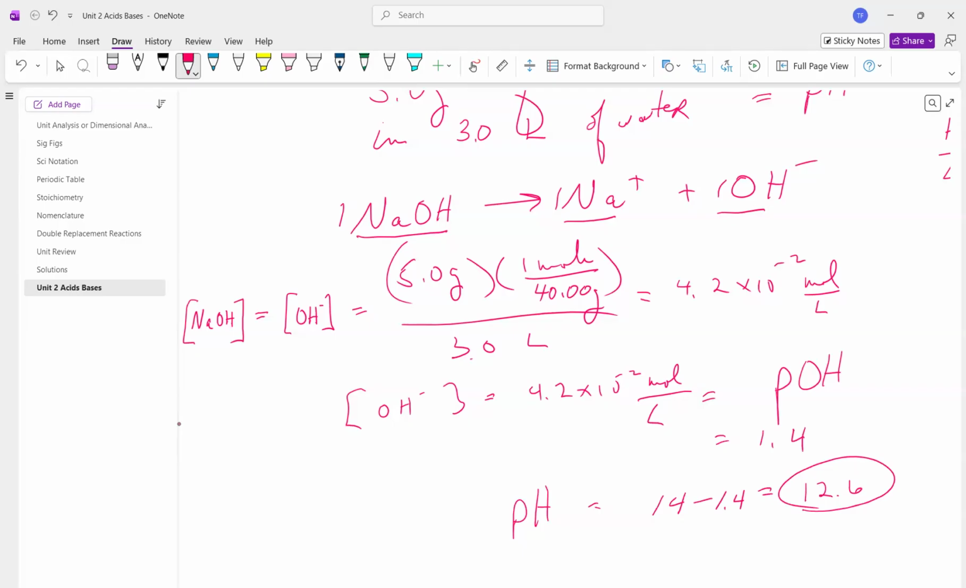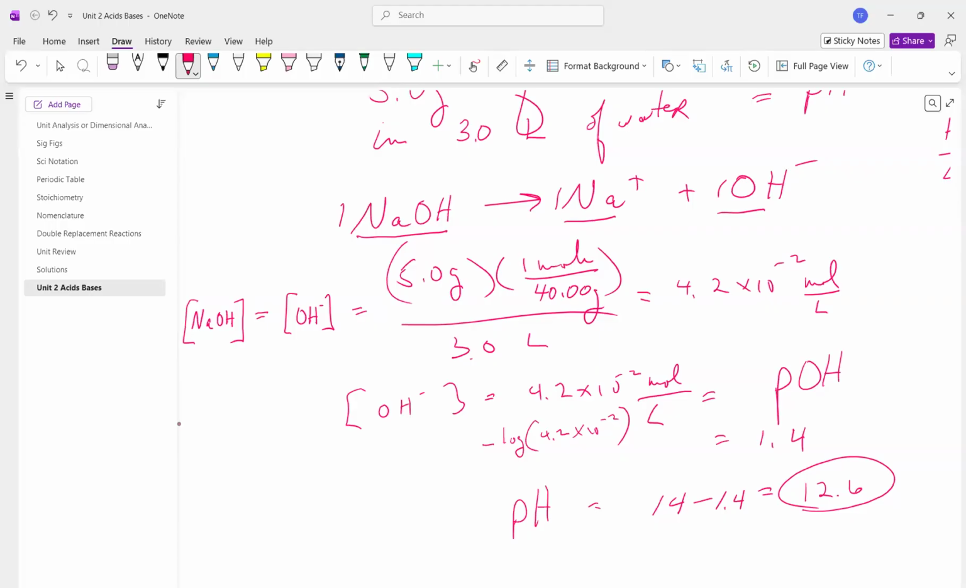I lost you on the negative log. What did you put? The negative log of the OH concentration we just found. Yeah, okay, so on this I did the negative log of 4.2 times 10 to the minus 2. I got 1.4. Oh, I also got 1.4. Well, sounds like you did it right.